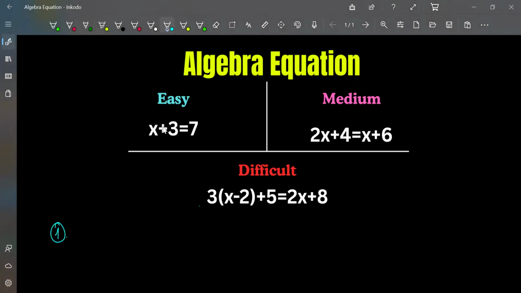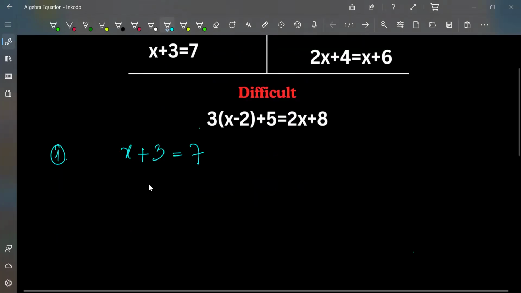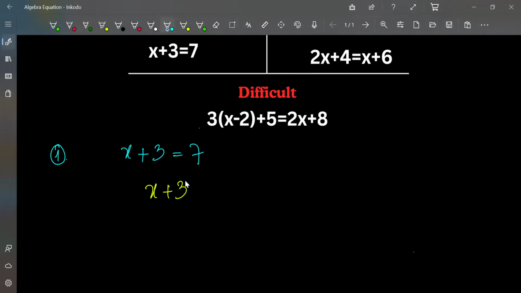For the easy level, we get the equation x plus 3 equal to 7. The first step, we need to remove 3 from the first side. How to remove it? If you want to remove 3 from the first side, you need to add negative 3 in both sides. Okay, so now we add negative 3 in both sides.